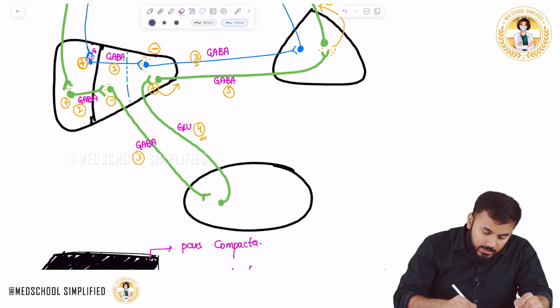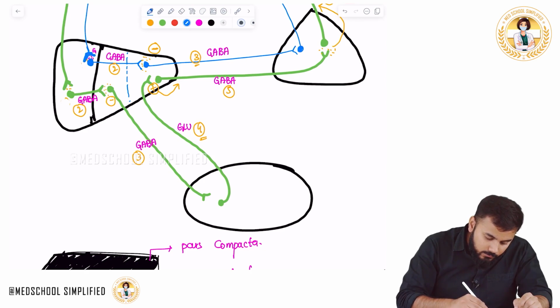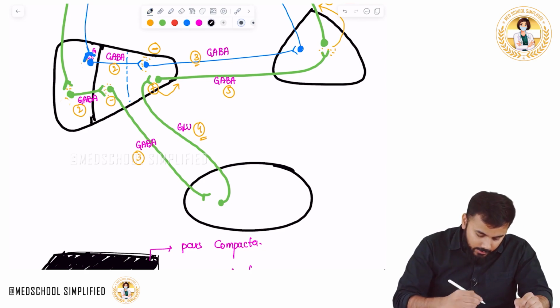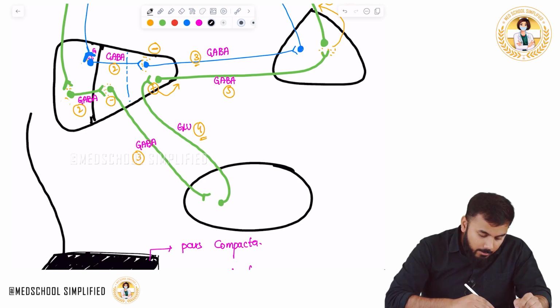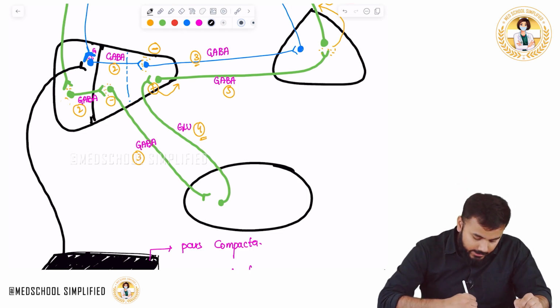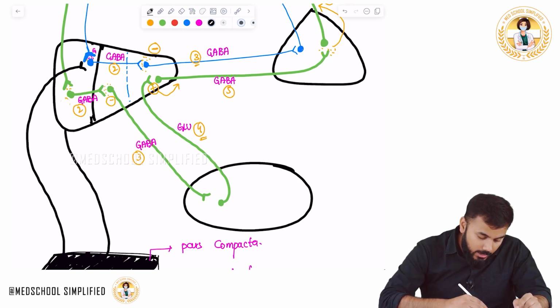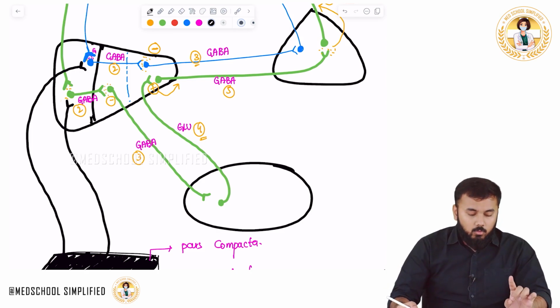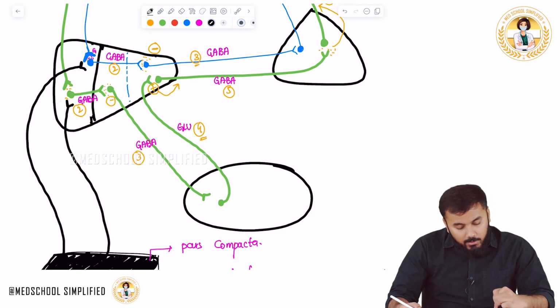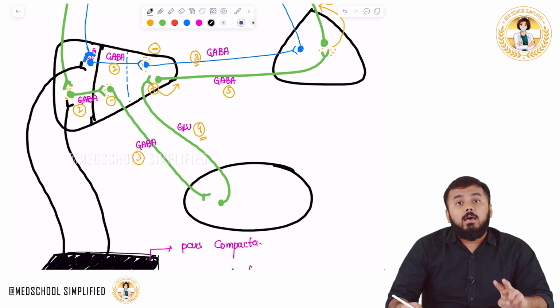Okay, let me just clear this off so that it would be easy for you to understand. Right. Now all of you just look here. From this pars compacta, you see a neuron that is going up and it is activating your neuron number 2 in the direct pathway. And next, another neuron also that is going up and activating your neuron number 2 in the green color pathway. Now, what is happening here?